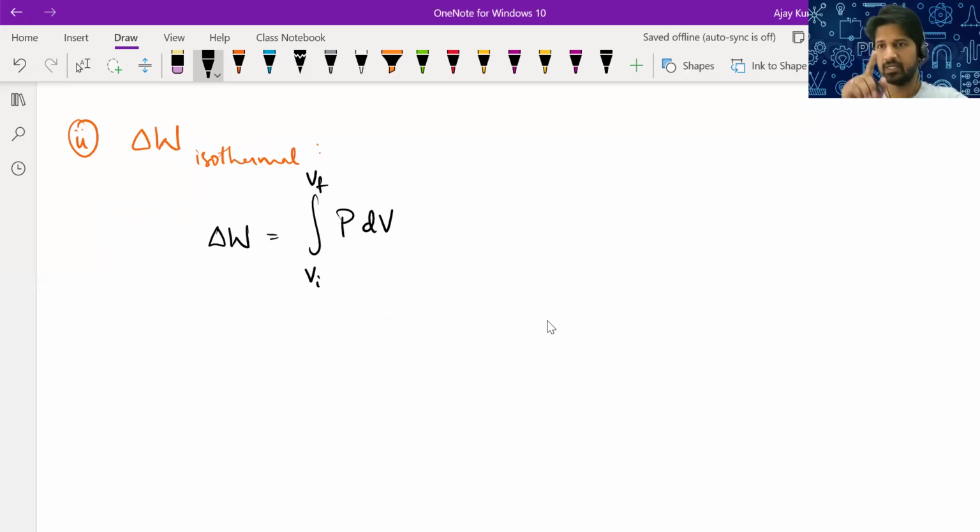Now, to integrate this, we need pressure as a function of volume. And usually, pressure, volume, temperature are related by the equation PV is equal to nRT. So, pressure as function of volume, if you want, you can get it from this itself. P is equal to nRT divided by V. That's all. That is pressure as a function of volume.